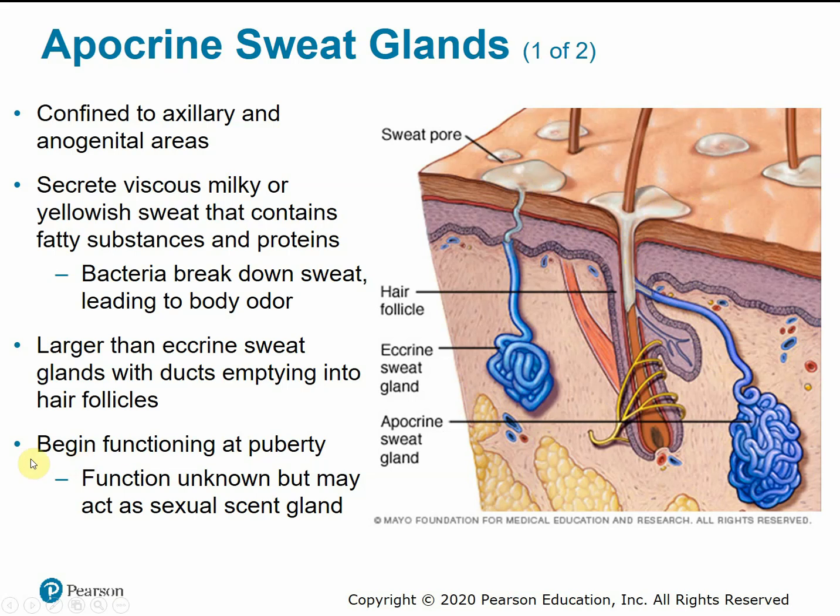They secrete into the hair follicles. So this is another reason they generally begin functioning at puberty. So once we start to grow hair in the axillary and anogenital areas, we will also start to produce this apocrine sweat. Its function is not confirmed or proved, but it's theorized that they may be another one of those evolutionary traits from our ancestors that we don't really use anymore and function as a sexual scent gland. So maybe way back in the day, our ancestors thought that body odor was attractive.